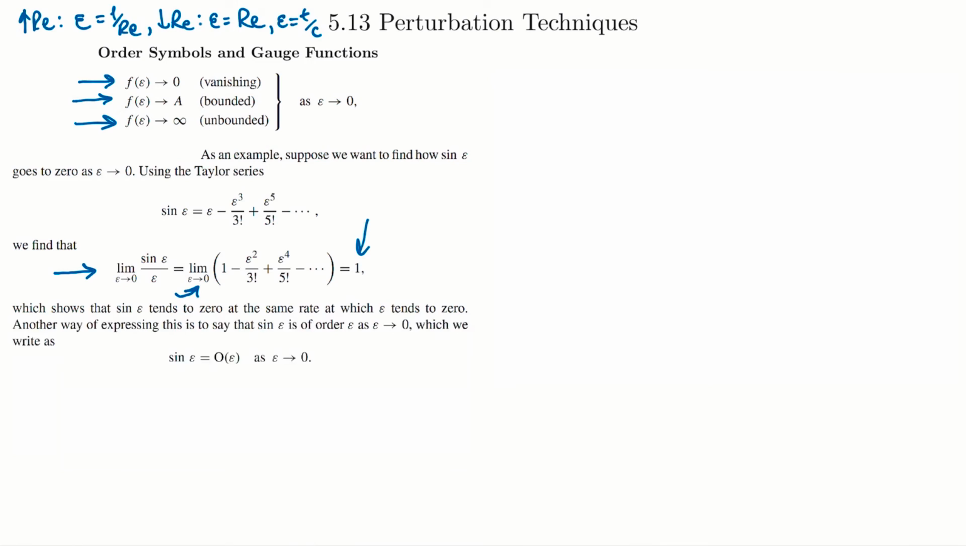Another way we can express this is to say that sine epsilon is of order epsilon as epsilon approaches 0, which we write like this, with this O here. Sine epsilon equals O(epsilon) as epsilon approaches 0. A few other examples of this order down here. Cos epsilon is order 1 as epsilon approaches 0, and cos epsilon minus 1 is order epsilon squared as epsilon approaches 0. You could actually plug in the Taylor series for those and have a look at those yourself if you wanted to see in greater detail exactly what we're talking about there.